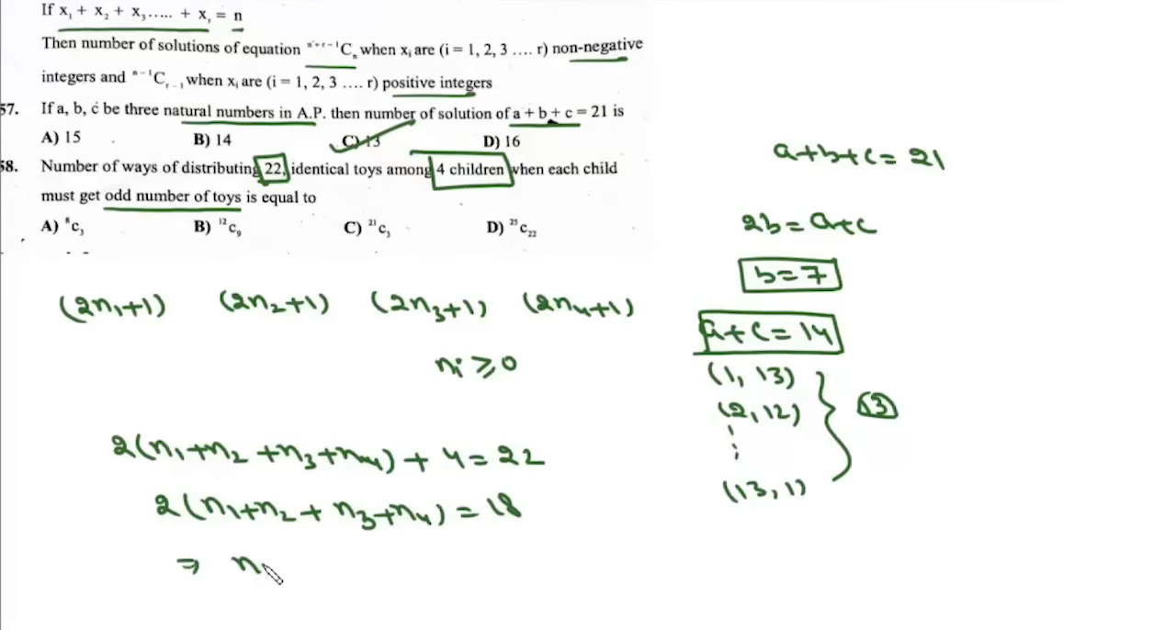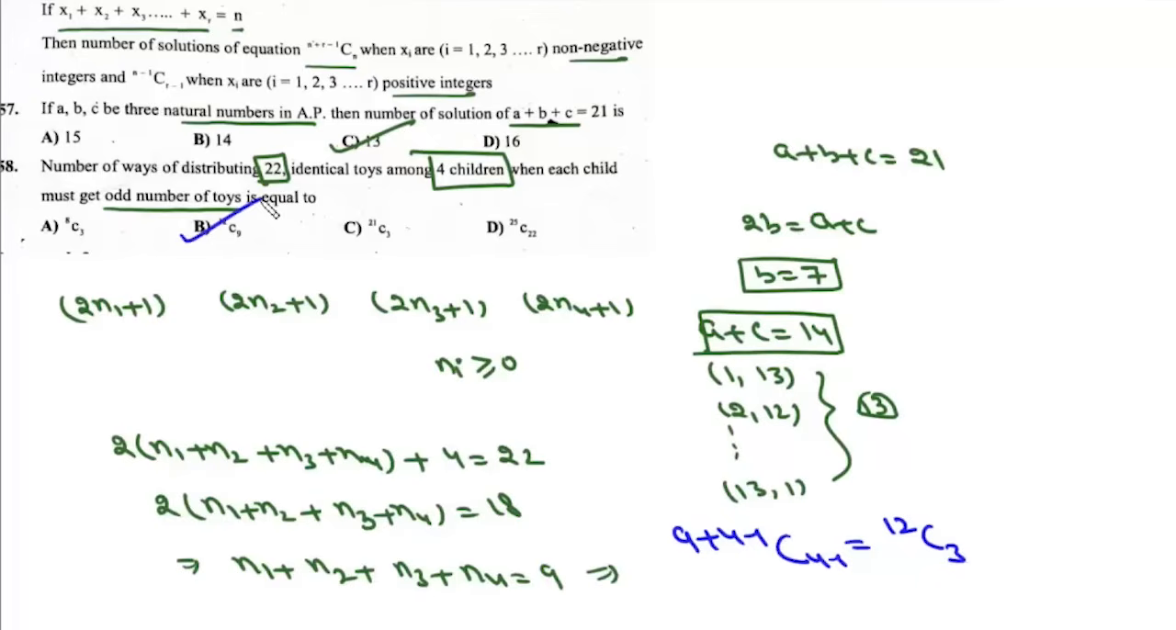We'll get this equation as n1 plus n2 plus n3 plus n4 equals 9, and we need to find the number of non-negative integral solutions. The number of non-negative integral solutions is given by n plus r minus 1 C r minus 1, which is 12C3. So the correct option is 12C3, which is the same as 12C9. That's your option B.